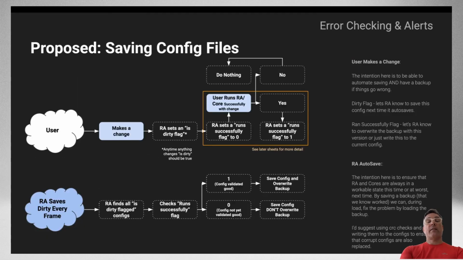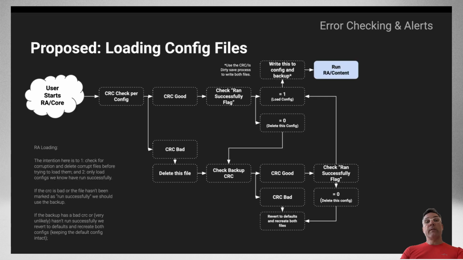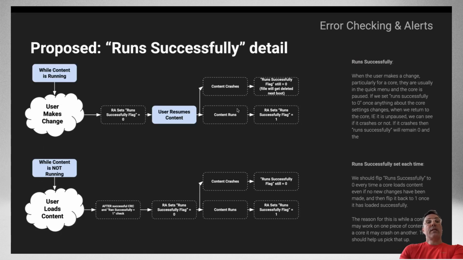And then if you go back to this screen, I've tried to expand this section a little bit more. So when content is running, and this can happen if I'm in a core, I've loaded a game, I press the quick menu, and then now I'm fiddling with core settings, right? So while content is running, anytime the user makes a change, we have to set run successfully to 0, right? And the core is usually paused as far as I'm aware at this point. And so the user will resume content, and I'm also assuming this file gets saved.